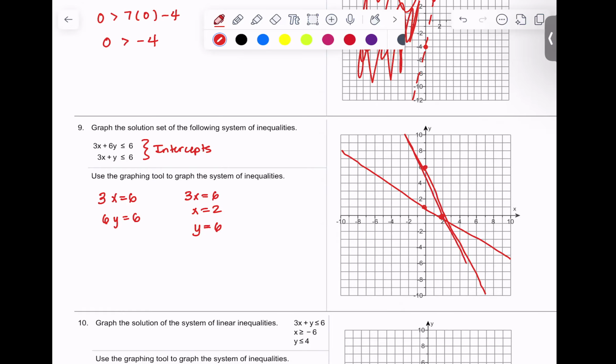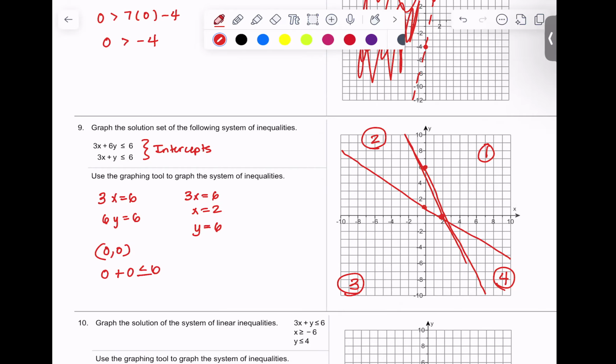Okay, then we need to determine what part of this plane to shade. I actually have 4 sections. These 2 lines are separating this coordinate plane into 4 sections. Which one is the solution set of this system of inequalities? So I'm going to test 0, 0 in both inequalities. First, in the first one: 0 plus 0, is that less than or equal to 6? And the answer is yes.